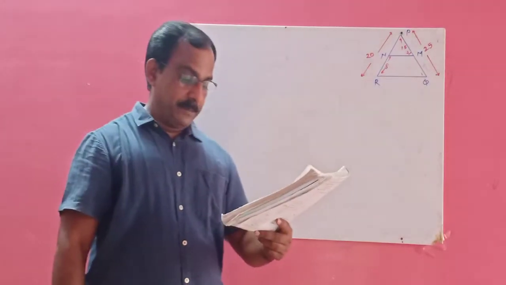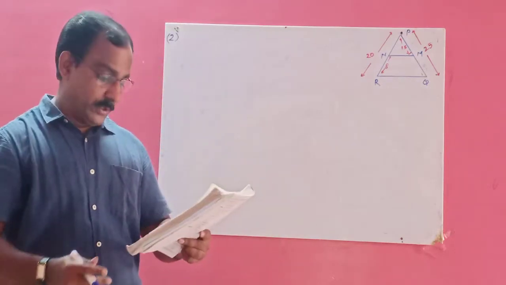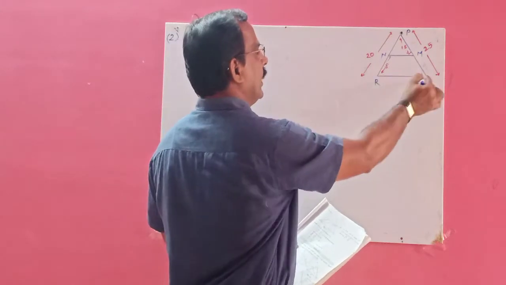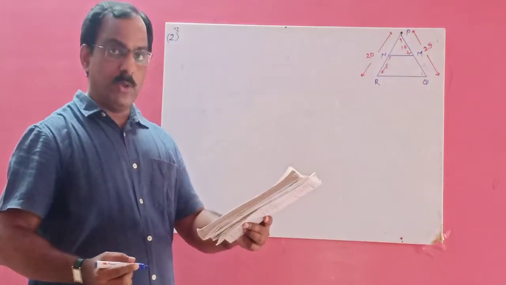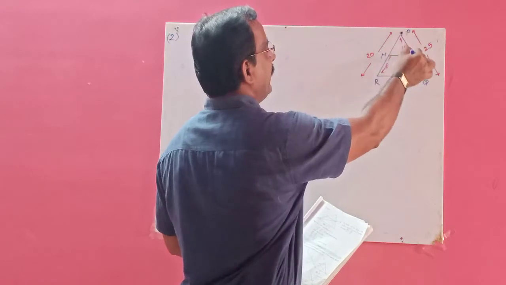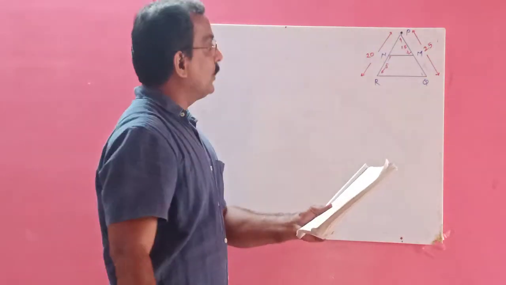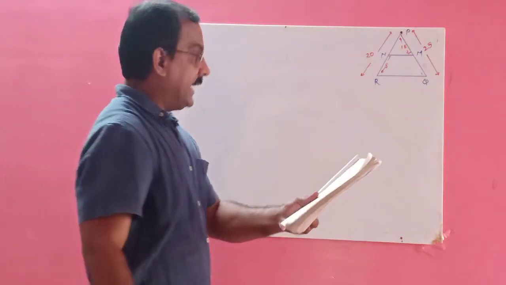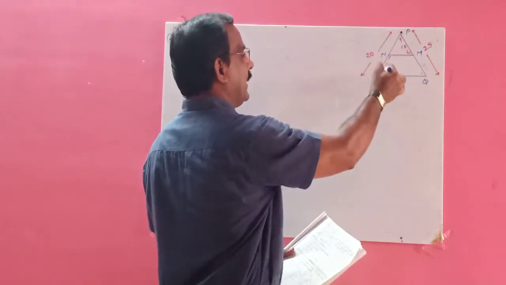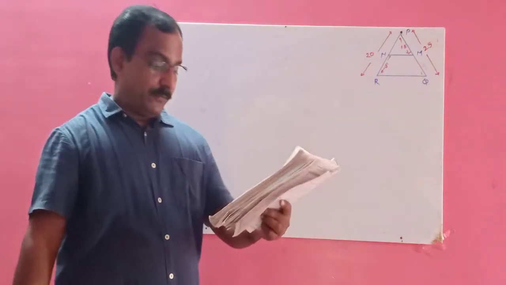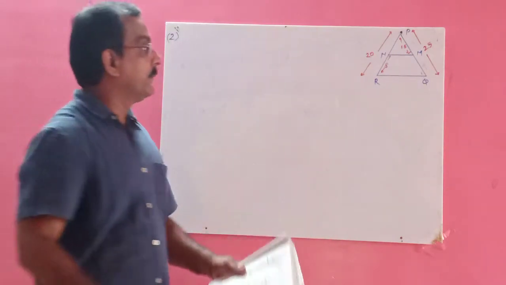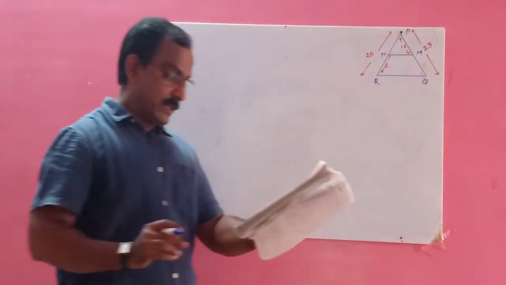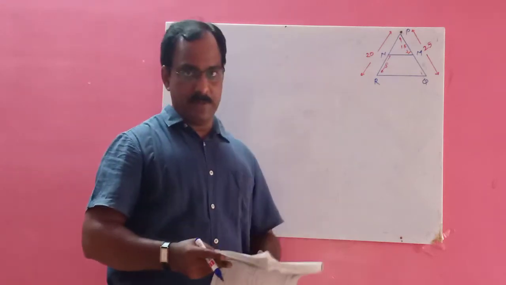So children, second sum, page number 13. See what is given in your textbook. In triangle PQR, PM is equal to 15, PQ is 25, PR is 20, NR is 8. Then state whether the line NM is parallel to RQ. If it is parallel, then give reason.